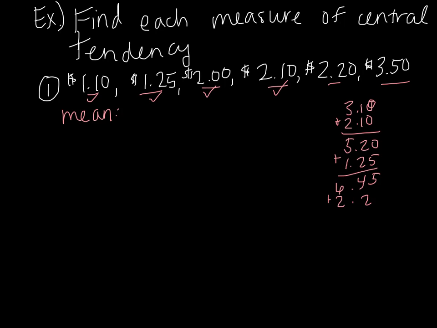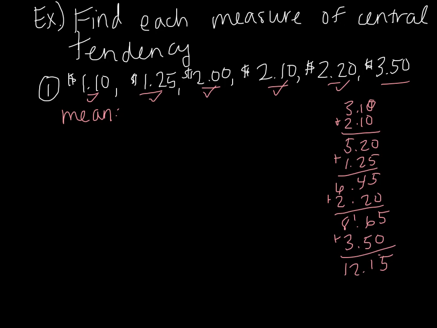So then let's add $2.20, $8.65, and then let's add $3.50 to get 11 there, 8, 9, 10, 11, 12. Make sure you're lining up those decimal points. So I got $12.15. Is that my answer?